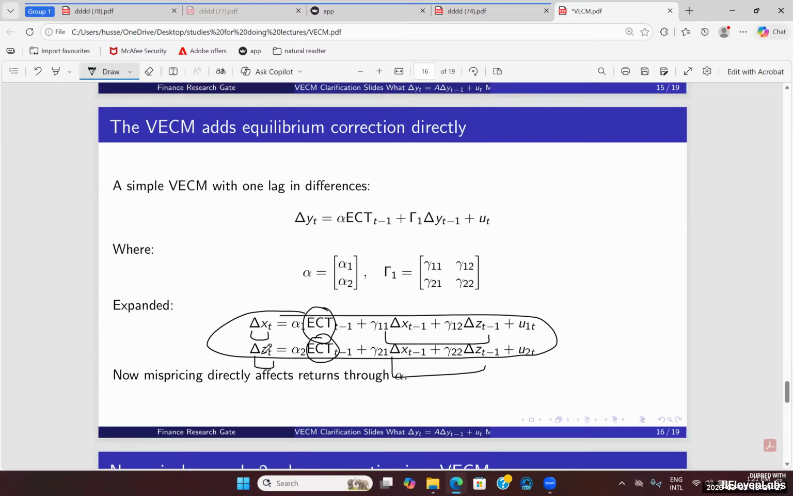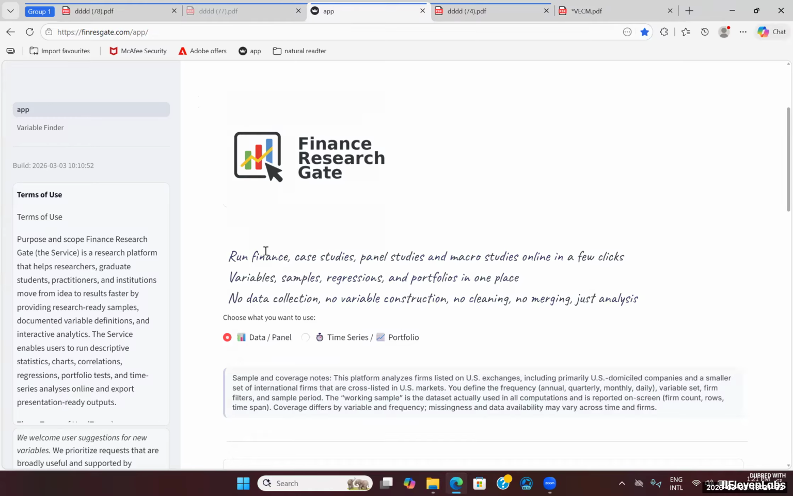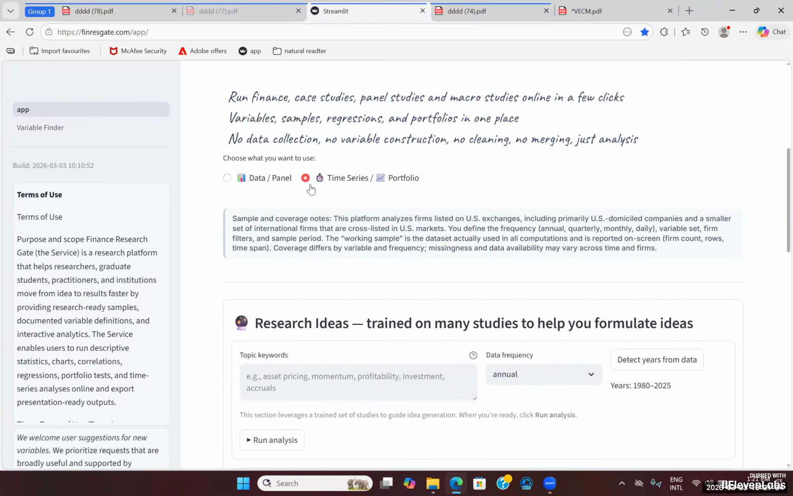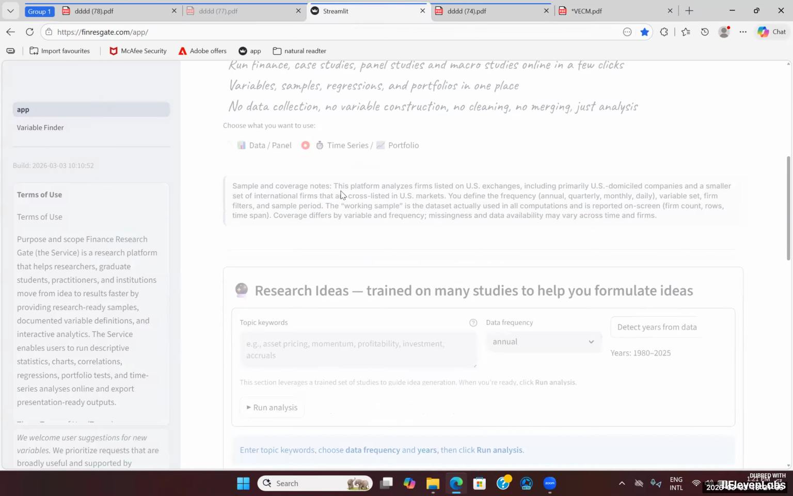Now we will proceed to practically apply these important concepts and methodologies by utilizing the powerful tools available on the Finance Research Gate platform. Our initial step will be to navigate to the appropriate section and carefully select the time series analysis option.